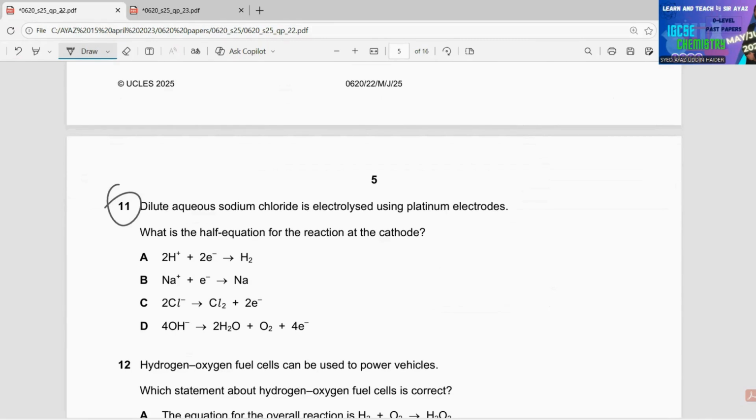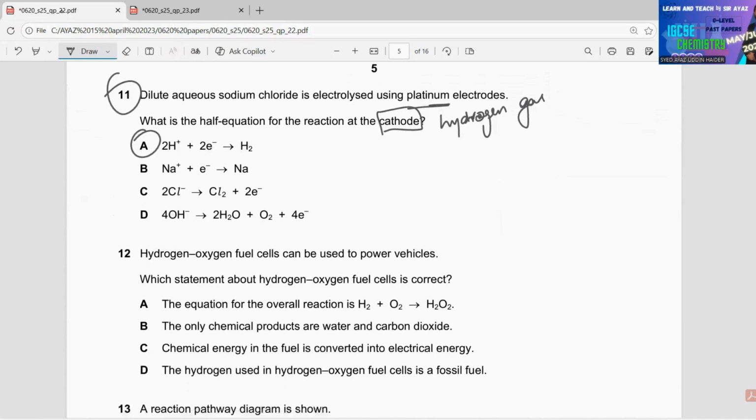11. Dilute aqueous sodium chloride is electrolyzed using platinum electrodes. What is the half equation for the reaction at the cathode? Platinum is also inert, just like graphite. So you'll get the conventional products. We have dilute solution. So at cathode, we will be getting hydrogen gas. And you know that at cathode, reduction will take place. So 2H plus 2 moles of electrons gives H2. A must be the right answer in this case. No need to look at the other choices.